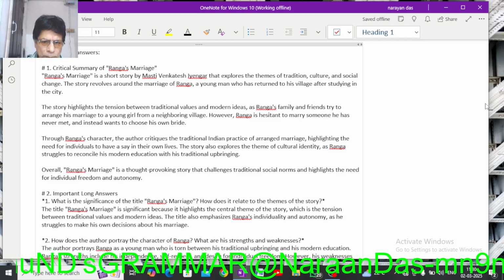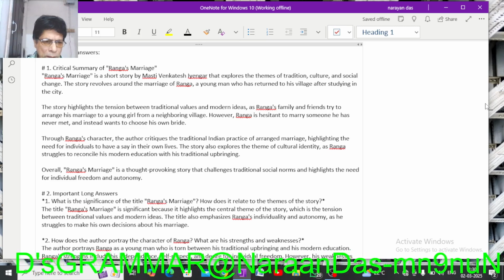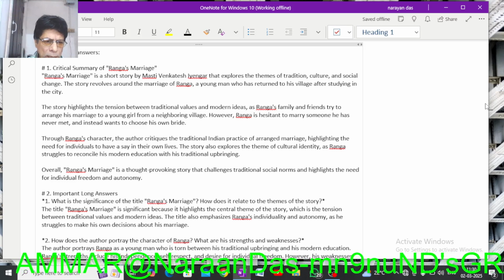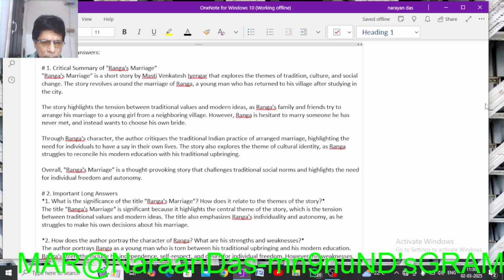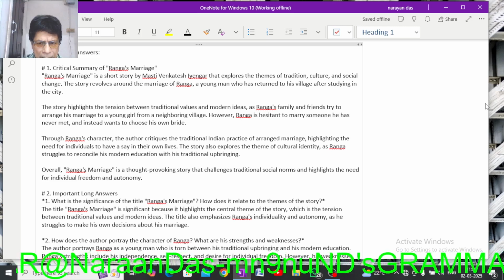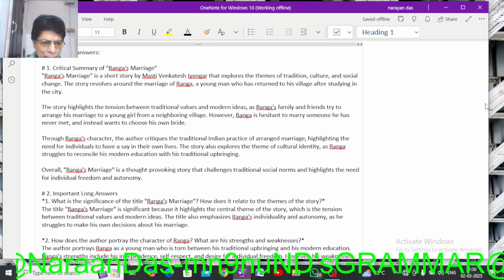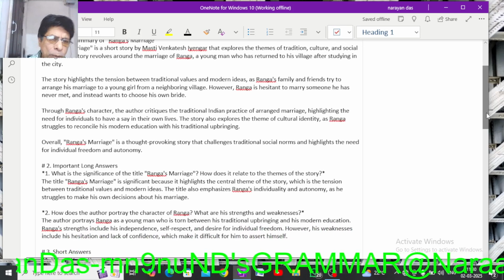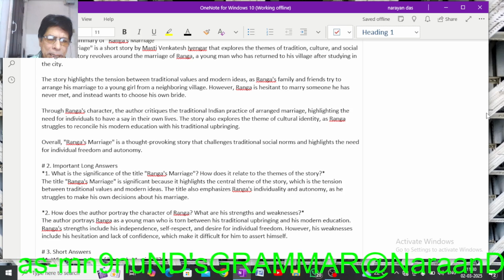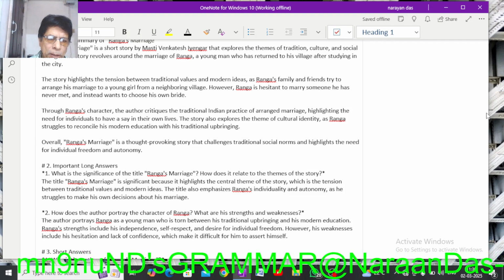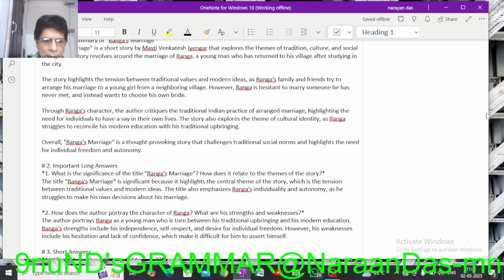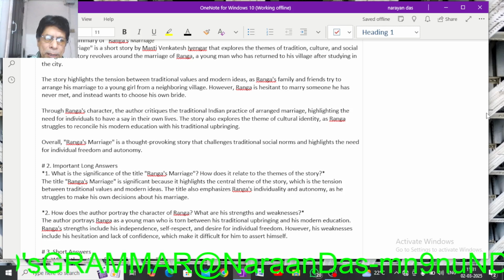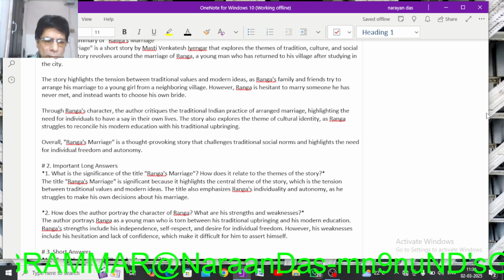The story also explores the theme of cultural identity as Ranga struggles to reconcile his modern education with his traditional upbringing. Overall, Ranga's marriage is a thought-provoking story that challenges the traditional social norms and highlights the need for individual freedom and autonomy. So students, this is the critical summary. Therefore, it is essential. The story is a contrast between Ranga's knowledge he gathered in the city and his village life and village traditions and beliefs, and that in a marriage a boy should have his own say.